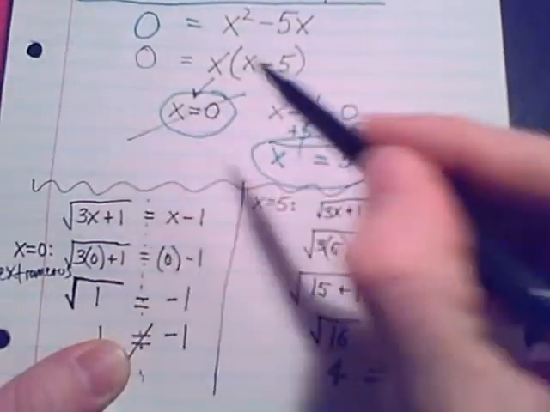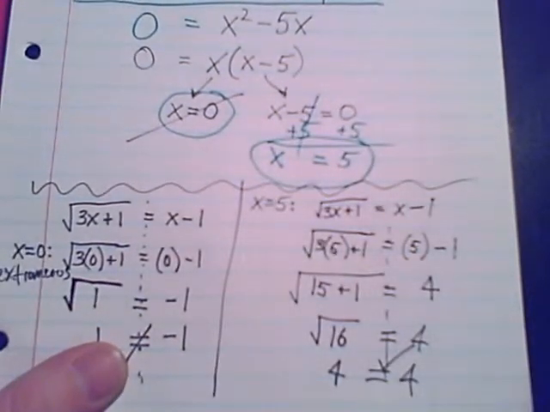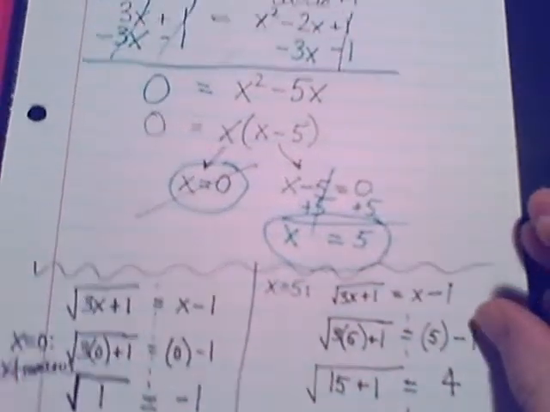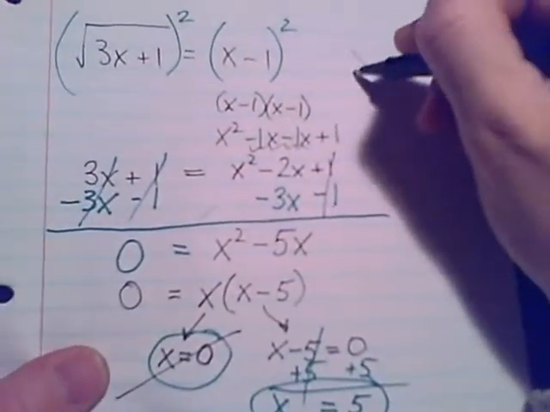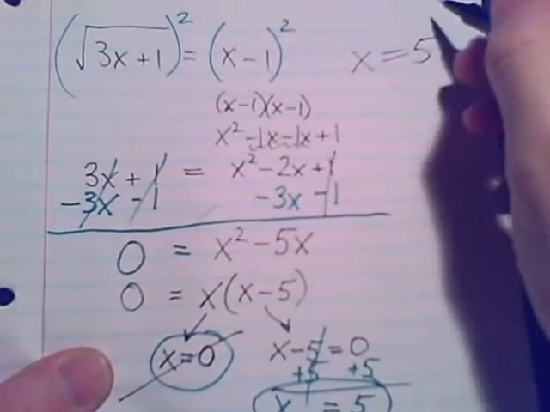X equals 0 was a bad solution. We have only one solution for this equation. Let's go all the way back to the top to write it. X equals 5.